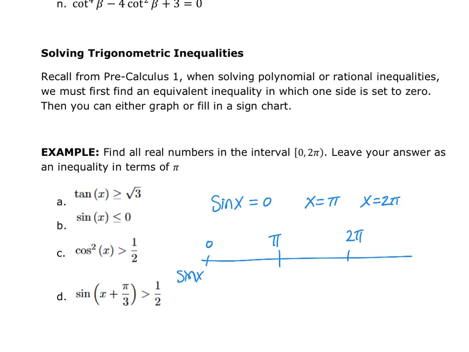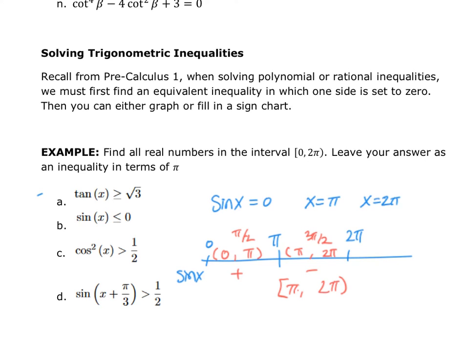I'm going to choose a value in this interval, which is between 0 and pi. So I'm going to choose pi over 2. Well, the sine of pi over 2 is positive. Then I'm going to choose something in this interval between pi and 2 pi, and I'm going to choose 3 pi over 2. Well, the sine of 3 pi over 2 is negative. So I can see the region in which my interval is negative. It is between pi and 2 pi.